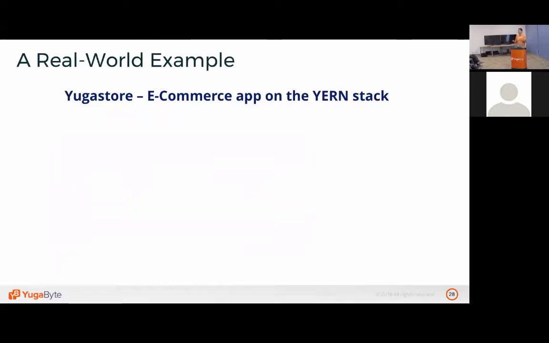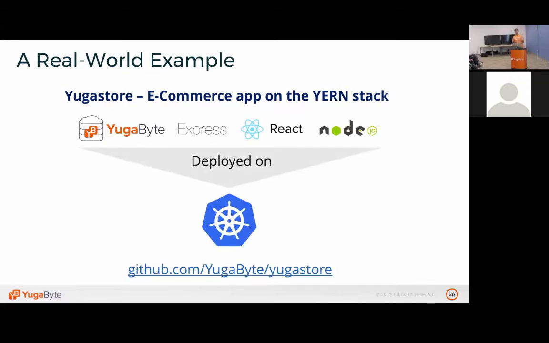Okay, so let's come to the real world example. We looked at a lot of things that go into building an app. So we're now going to look at a practical deployment and how it really plays in. Yuga Store is an open sourced app. It's on GitHub, and we built it on the Yearn stack. Yearn is Yugabyte, Express and Node.js for the REST API middleware, and React for the UI, right? And the entire thing is running natively on Kubernetes using stateful sets for the database tier, and replica deployment for the app tier.